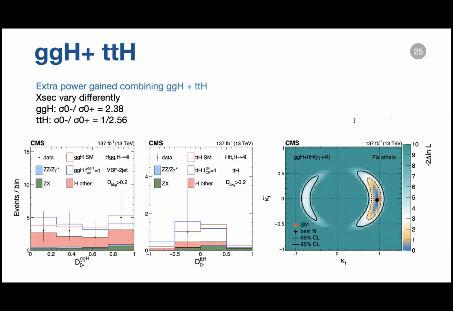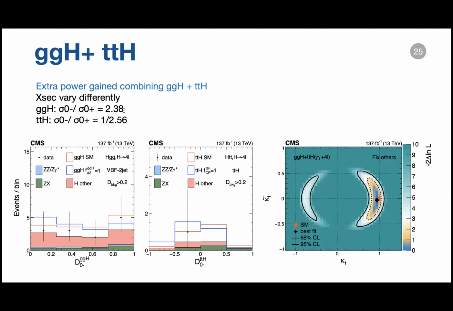So as I said, you can also interpret the gluon fusion vertex as a top Yukawa coupling. And here you gain extra information because if you think the gluon fusion is completely coming from the top Yukawa coupling, then under a CP odd hypothesis, its cross-section should be 2.38 times the SM, while for ttH, it should be 1/3.56 of the cross-section of the SM. So these two have a dramatic difference. And if you combine the gluon fusion and ttH, then you could really constrain the CP-odd contribution very well because the two go in opposite directions.